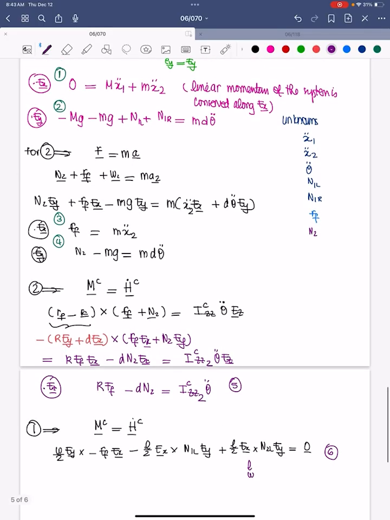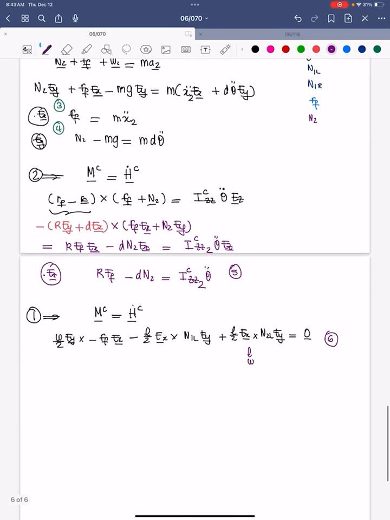Well, what other equation do we have? We have the roll without slip condition. V2 minus VP is equal to omega cross R2 minus RP. Here we have to be careful. VP is not actually 0, it's equal to the velocity of the cart.